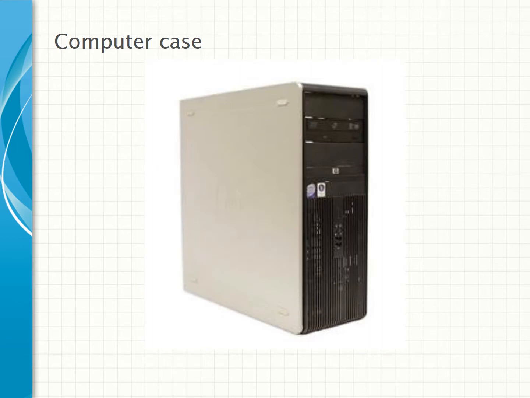The computer case is the metal and plastic box that contains the main components of the computer, including the motherboard, central processing unit, or CPU, and the power supply. The front of the case usually has an on-off button and one or more optical drives. Computer cases come in different sizes and shapes.